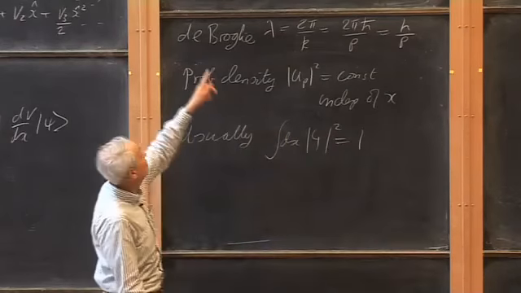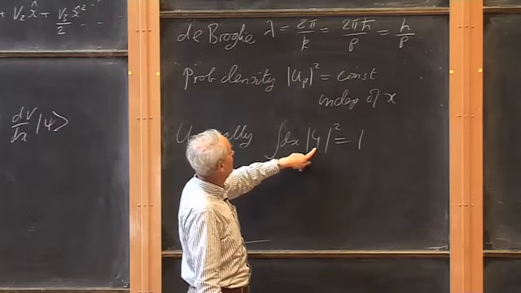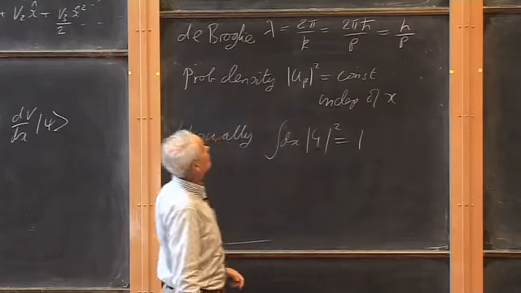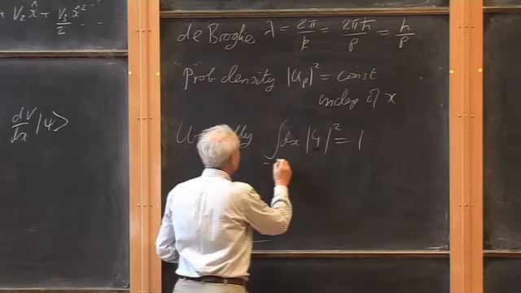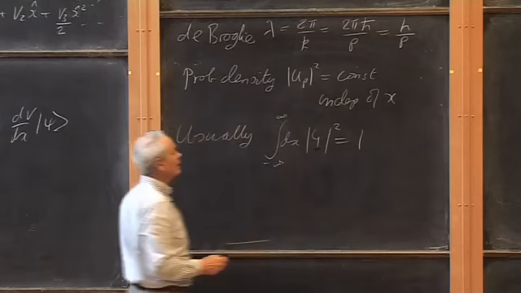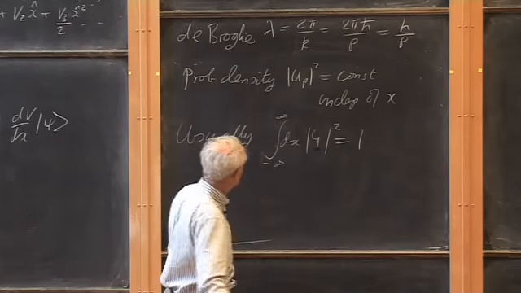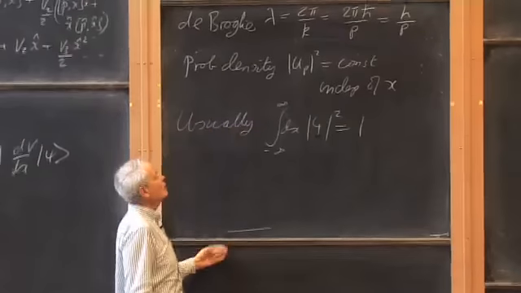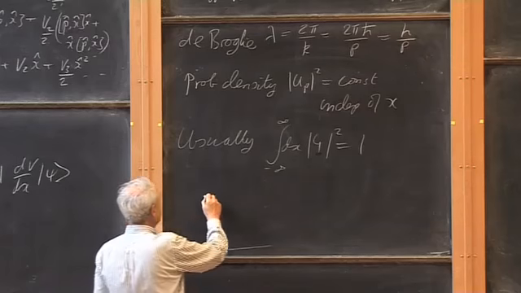But this normalization isn't going to work because if psi is proportional to e to the i kx, psi mod squared is going to be 1. The integral from minus infinity to infinity of 1 is just infinite, and no constant in front is going to normalize it successfully. So we don't use that normalization. The normalization that we use is this normalization.